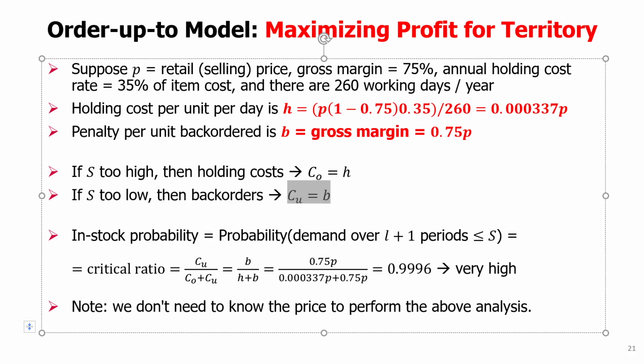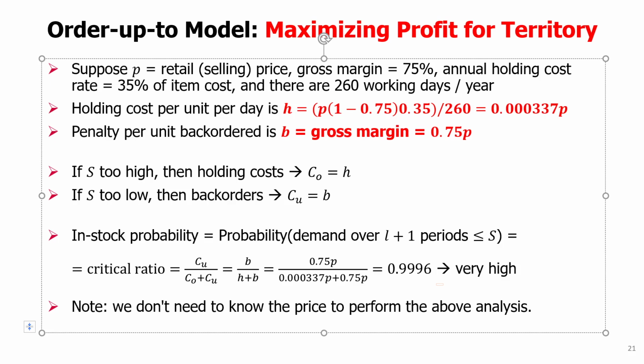Let's just assume this is a reasonable assumption of lost gross margin or lost profit. So then the underage, the cost of having 1 unit too few in the inventory, will be this value B, this gross margin that we lose. So now we can set in stock probability to the critical ratio, as in the news vendor model. We can set it to the cost of underage divided by cost of overage plus underage. And so if underage is B and overage is H, it gives me B divided by H plus B. And then plugging in the values that I calculated for the holding cost and the back order cost, we can find out that all the values depend on price P. And so price P can be removed from this fraction, right? I can divide the numerator and the denominator by P, and I will be left with numbers that are independent of the price.